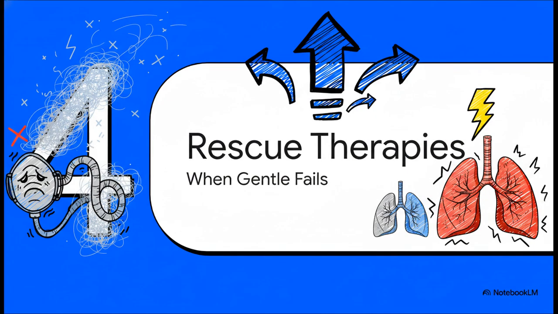All right, Section 4, rescue therapies and ECMO. So, what happens when the gentle balloon strategy fails? We need to know the escalation protocol for when our ventilation strategy just isn't cutting it for severe, life-threatening hypoxemia.